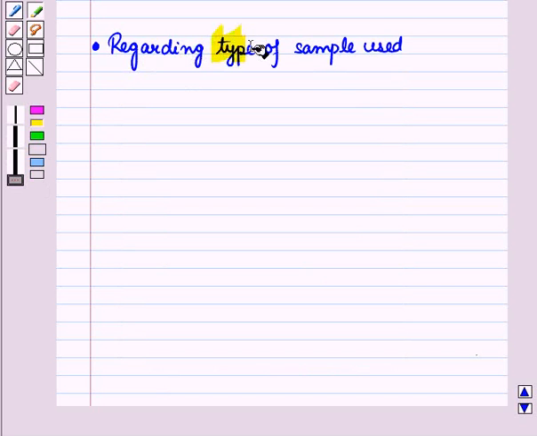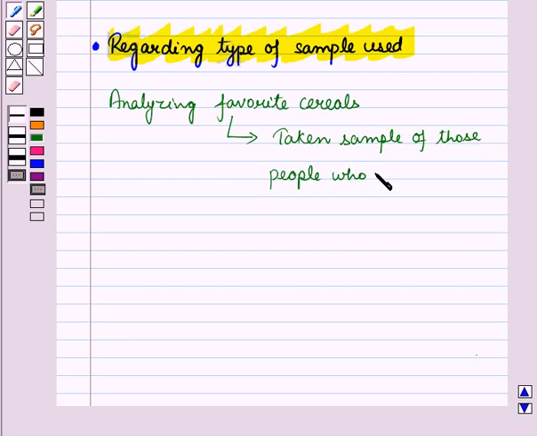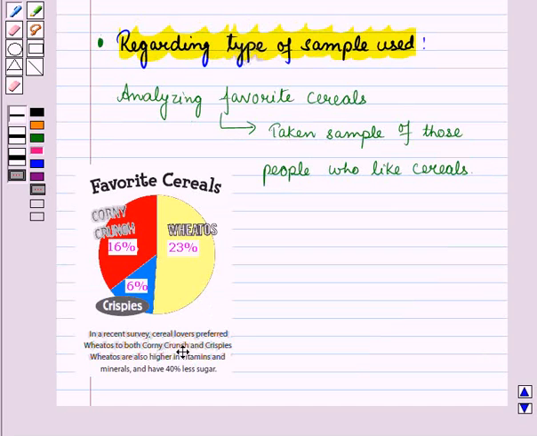First of all, we will discuss the type of sample used. Now since the reporter is analyzing favorite cereals, for the sample to be unbiased, the reporter must have taken a sample of those people who like cereals. He has written cereal lovers prefer. So the type of sample is appropriate and is not biased.